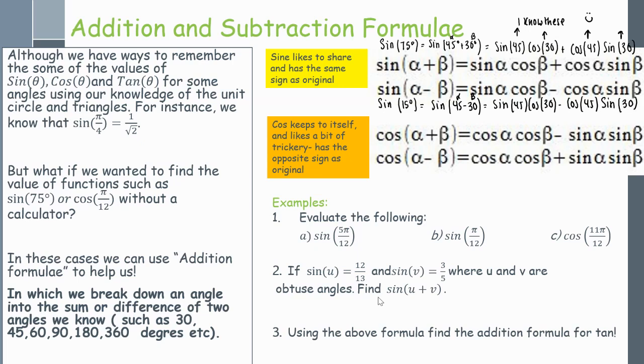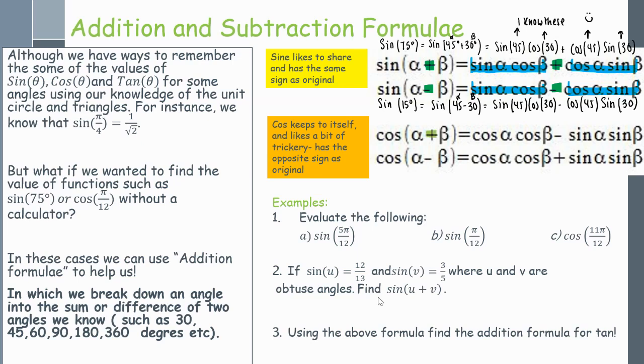So notice here how sine likes to share. Whenever you see a sine, there'll be a cos. So you always have sine alpha cos beta. Then notice that the plus or minus is the same as what we have in our initial brackets. After our plus or minus sign, we have cos alpha times sine beta. Those are the addition formulas for sine.